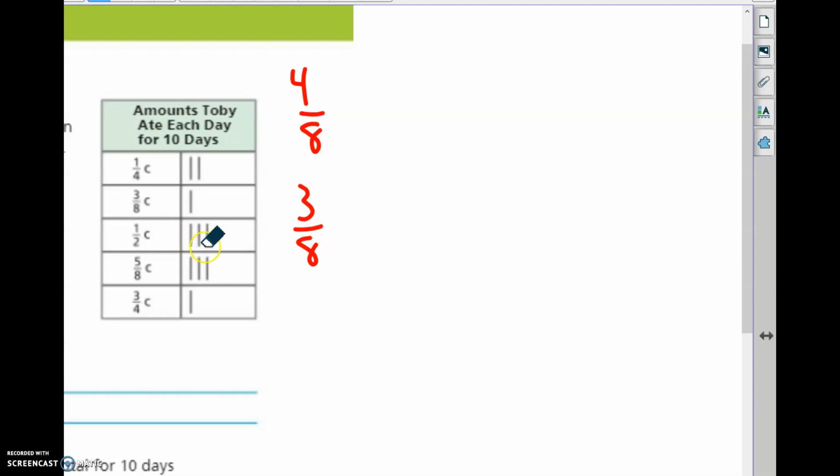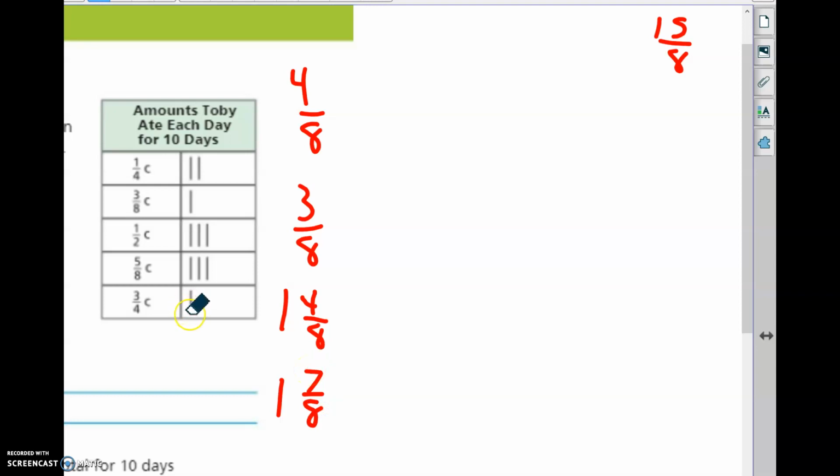Now I've got 1/2 plus 1/2 plus 1/2. That would give me 1 1/2, or 1 4/8. I have 3 5/8. So 5/8 plus 5/8 plus 5/8 is really 15/8. And we can simplify 15/8: 8 goes into 15 once, and there would be 7 left over. So 1 7/8.